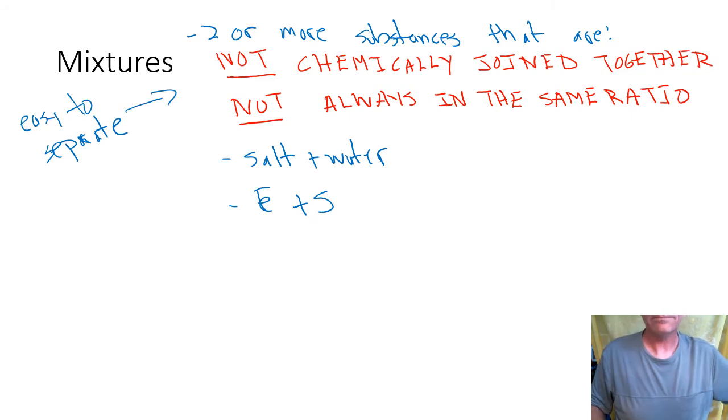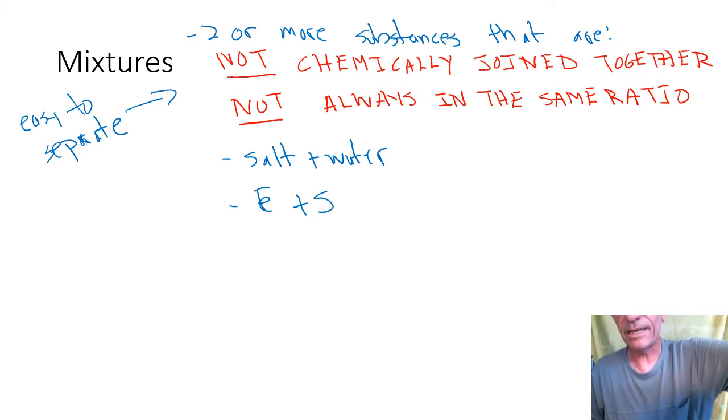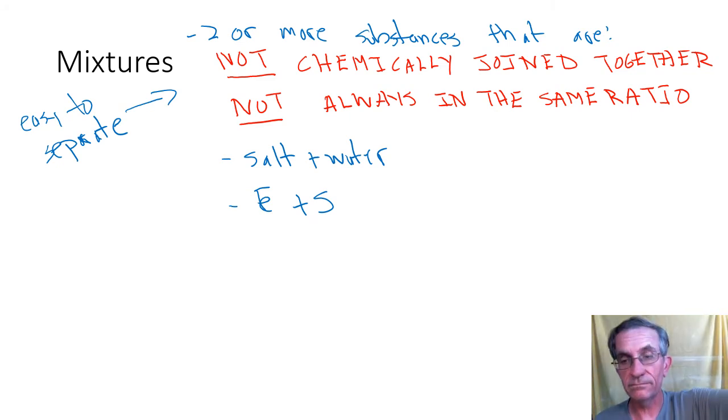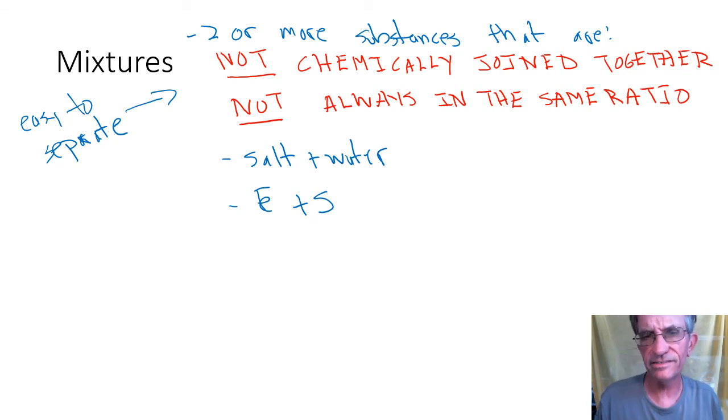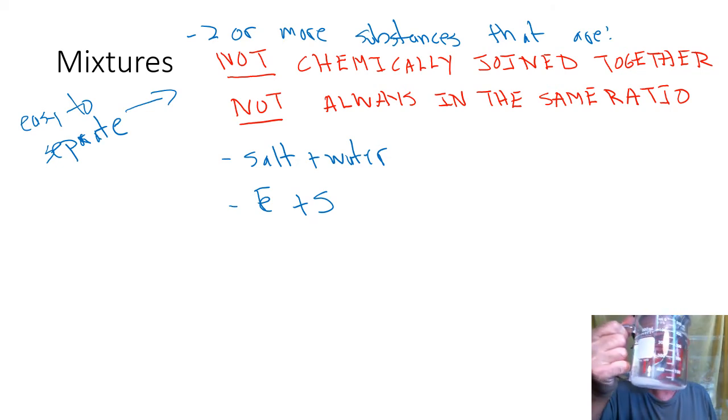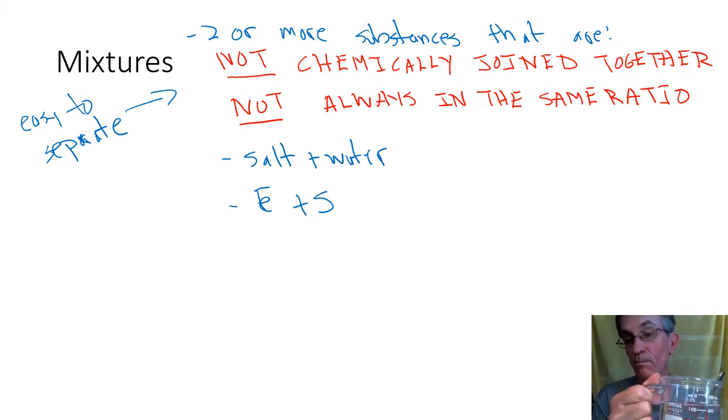Now, anytime you have a mixture, you can separate it. So how could you separate salt and water? Well, one way you could do it, oh man, I don't want salt water anymore. I want my salt back. How could you do that? Well, one way you could do it is you could boil it.